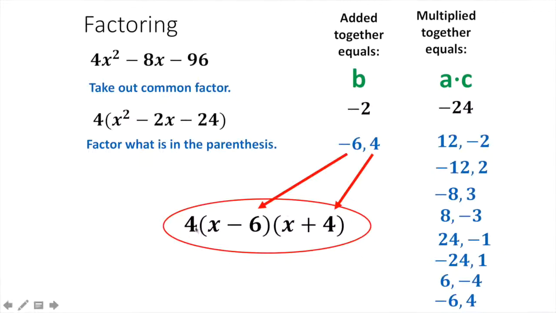So right here, what I've circled here in red are my factors. 4 times x minus 6 times x plus 4. These are my factors here of this particular quadratic. Again, the first thing we do is take out a common factor, and then we just factor what's left in parentheses.